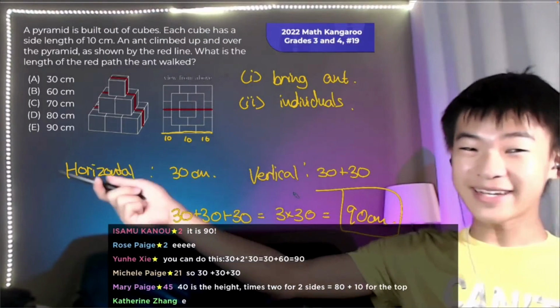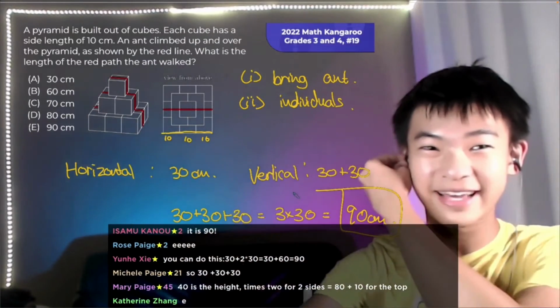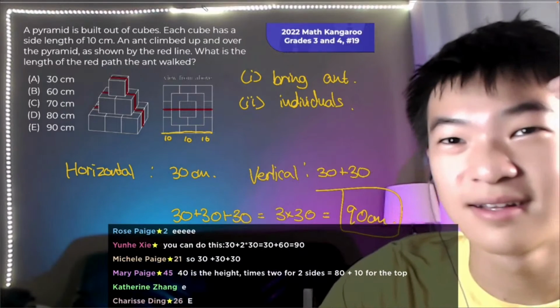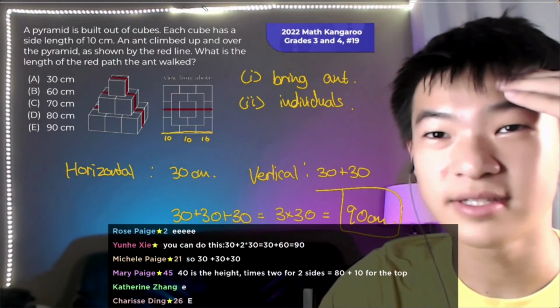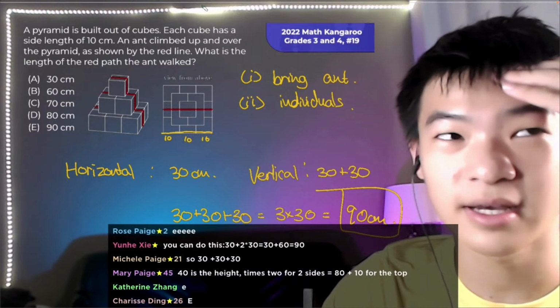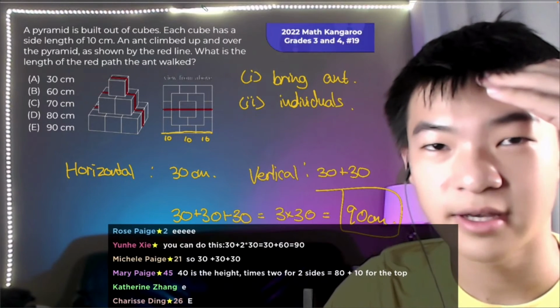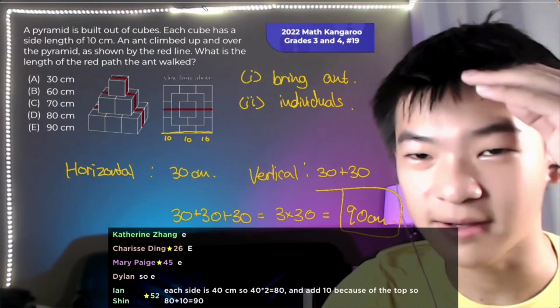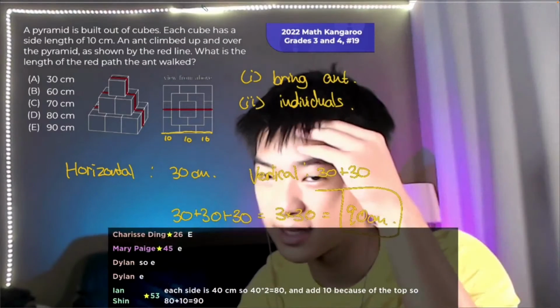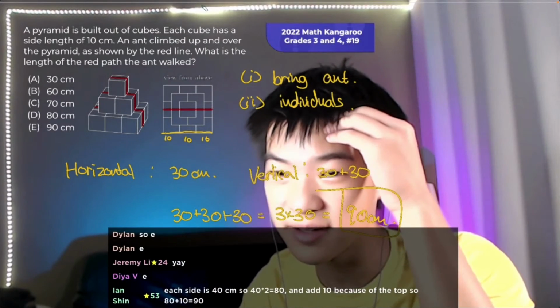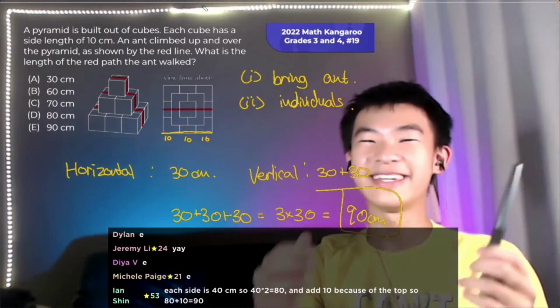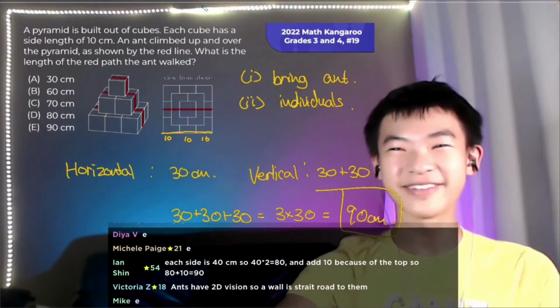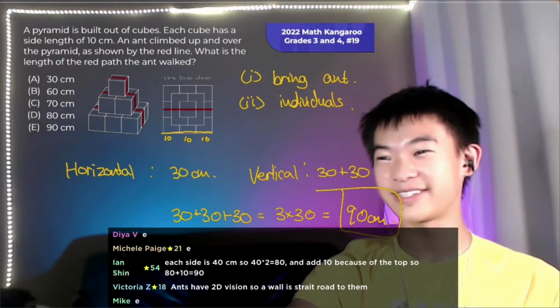So yeah, answer choice E, that's what I got. And that also seems what y'all got. Let me see. 40 is the height times 2 for sides, 10 for the top. Yeah, for the 2 sides, 40, perfect. And 30 plus 2 times 30, exactly. E, yeah, the answer is E. No letter grade for y'all this time. The answer should be E, right?